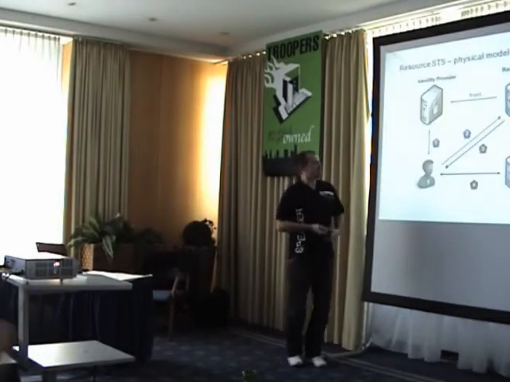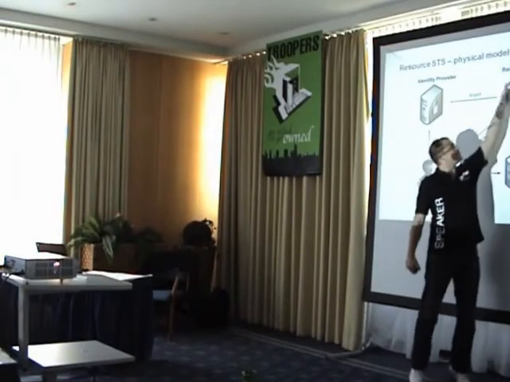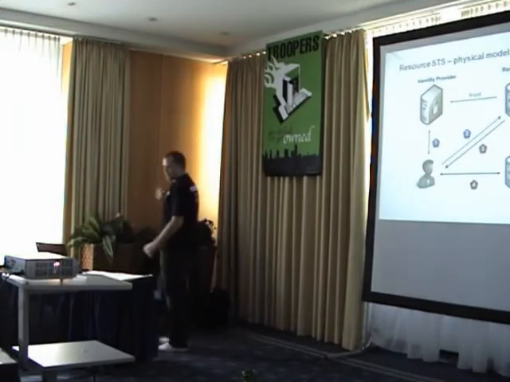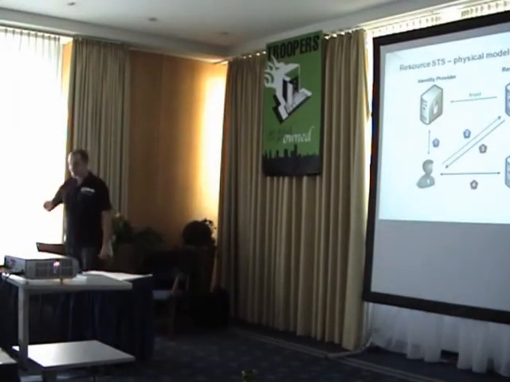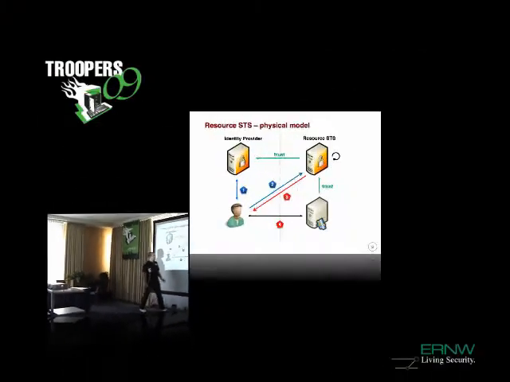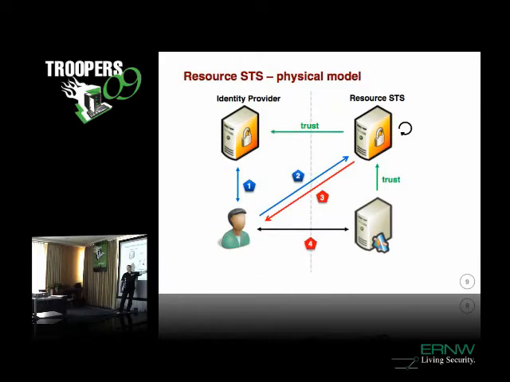Now, as you can imagine, this machine here, the resource STS, becomes a vital part of your infrastructure. Because if this machine goes down, no authorization and no token transformation can happen, and all of your applications are offline. Right? Because if this guy is missing, we can't talk to him. Okay?